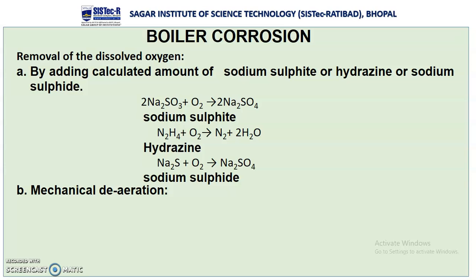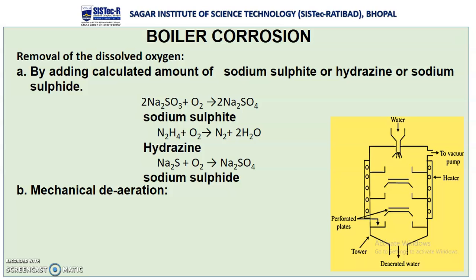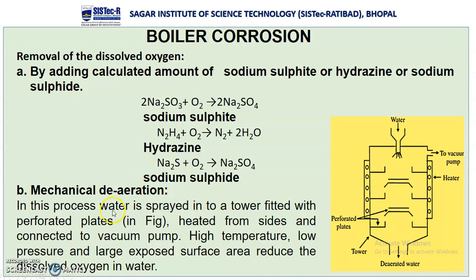Now the second method is mechanical deaeration. Here we can see the mechanical deaerator. In this process, water is sprayed into a tower fitted with perforated plates, heated from the sides and connected to a vacuum pump. High temperature, low pressure and large exposed surface area reduce the dissolved oxygen in water. Here we can see a tower in which perforated plates are fitted. Perforated plates means plates with holes.